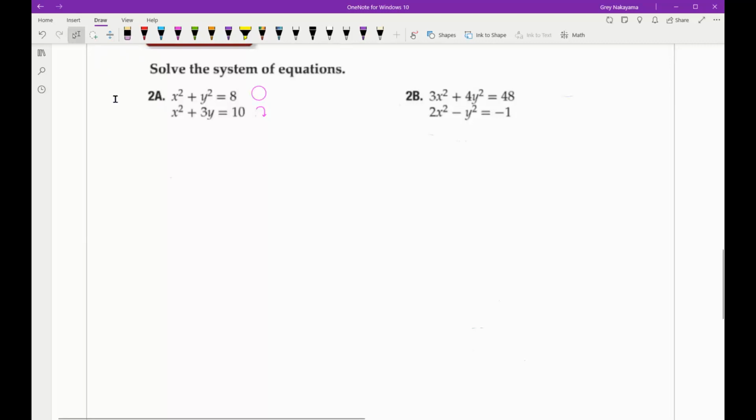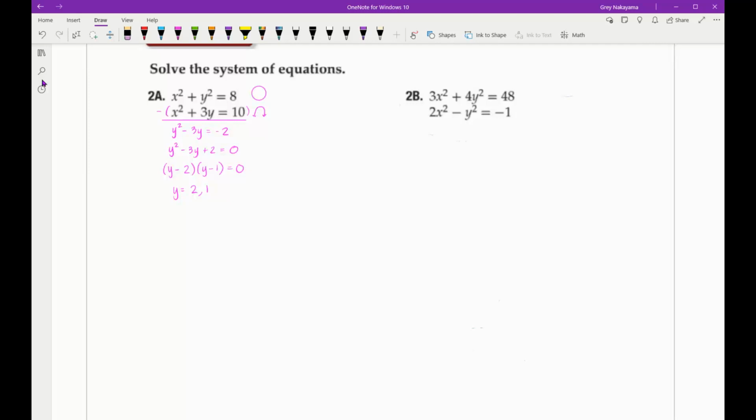All right, so what am I going to do? If I subtract these equations, y'all, the x squared falls out, leaving me with just y's in my equation. So that's actually what I'm going to do. I'm going to subtract the bottom equation from the top equation. And when I do, I'm going to get y squared minus 3y equals negative 2. It's a quadratic. Got to bring it all over to one side. And then I'm going to factor: y minus 2, y minus 1 equals 0. And so y equals 2 or 1. So what do I do next?